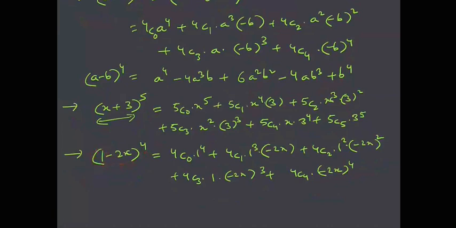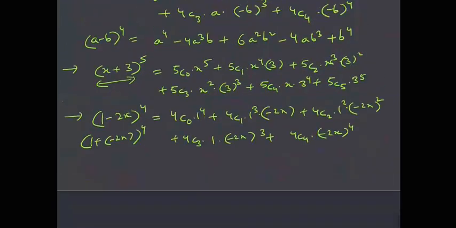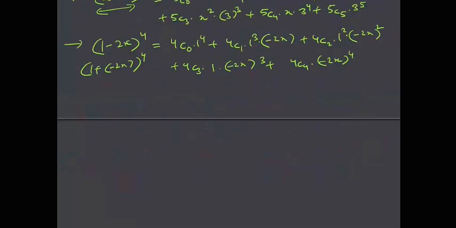Here a is 1 and b is -2x. We are treating this as 1 plus (-2x) whole power 4. So we have followed the same principle: 4c0, 4c1, 4c2, 4c3, 4c4, and we have started with 1 power 4, and then the power of 1 is decreasing and the power of -2x is increasing by 1, 2, 3 and 4. It is increasing by 1. So in this way you can expand any binomial expression.